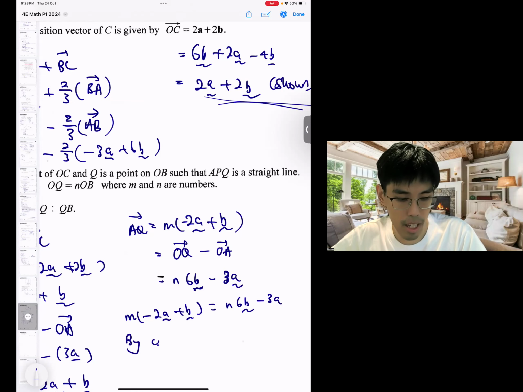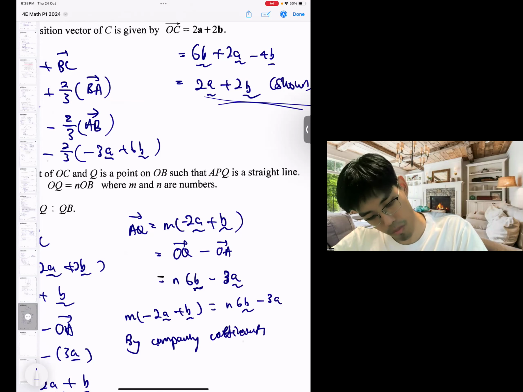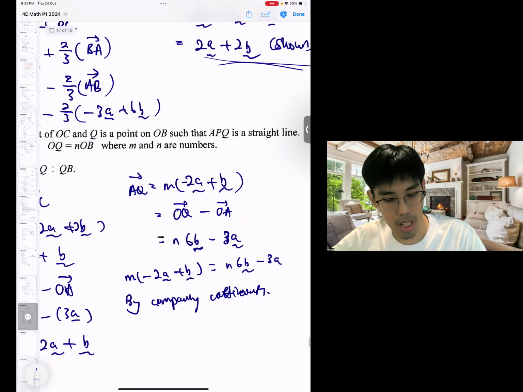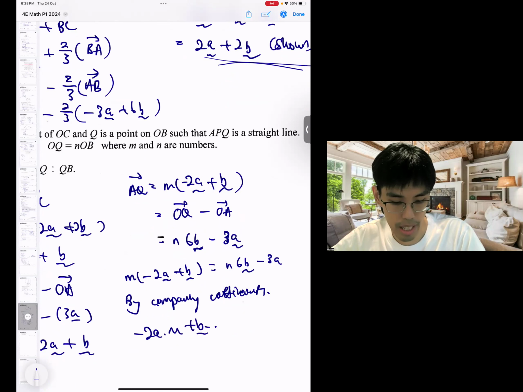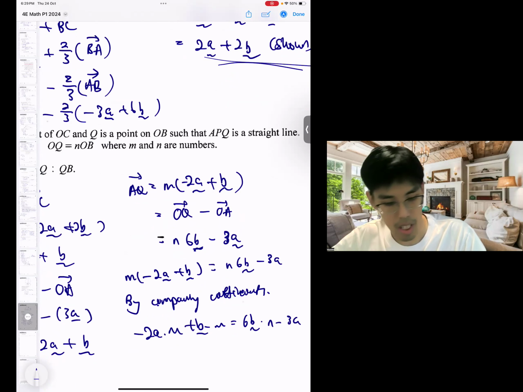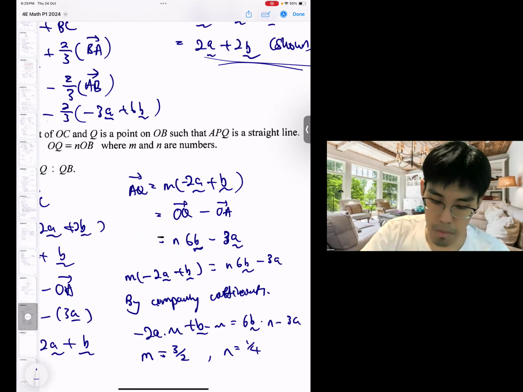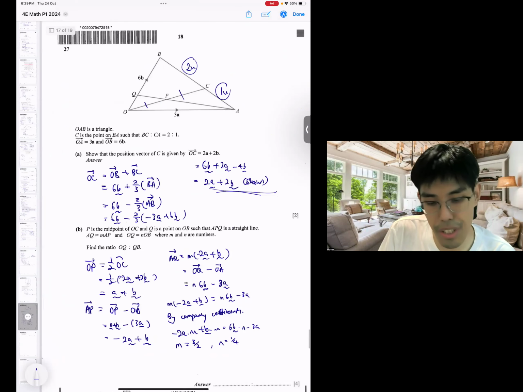Okay, so by comparing coefficients, minus 2a dot m plus b dot m equals 6b dot n minus 3a. So m equals 3/2 and n equals 1/4. Interesting.